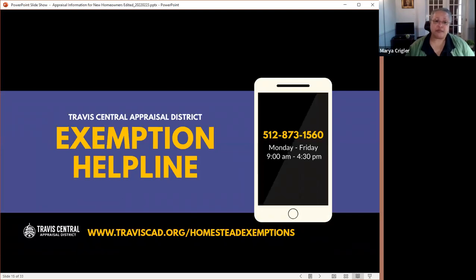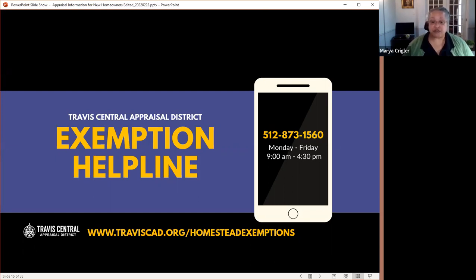So you're ready to file your exemption. How can you go about it? Well, you can go to our website, which is www.traviscad.org/homestead exemptions, and you'll see a copy of the exemption. So if you want to paper file it, you can download and print a copy, fill it out and mail it back into the appraisal district, or you can go to our online portal and submit your application online.